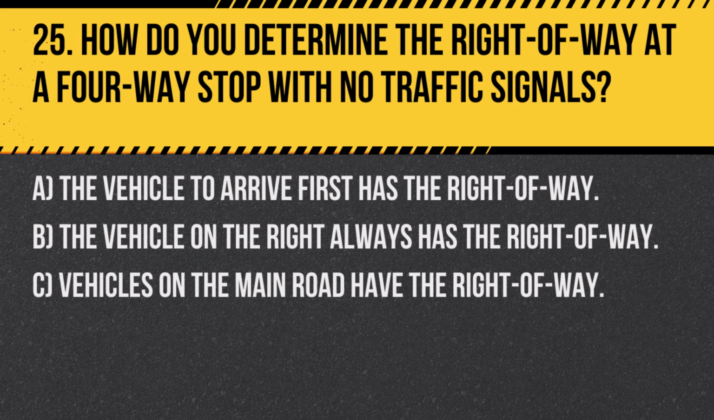Question 25. How do you determine the right-of-way at a four-way stop with no traffic signals? A. The vehicle to arrive first has the right-of-way. B. The vehicle on the right always has the right-of-way. C. Vehicles on the main road have the right-of-way. Answer. A. The vehicle to arrive first has the right-of-way. At a four-way stop, the first vehicle to stop at the intersection should move forward first.